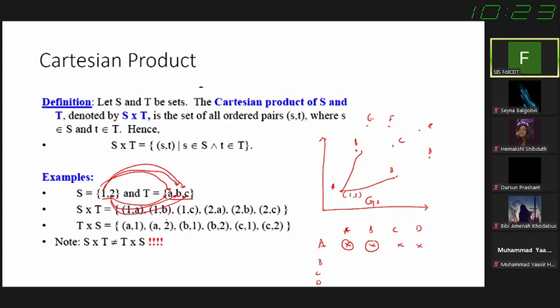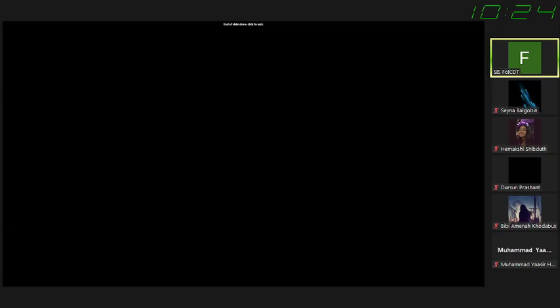The Cartesian product for T and S, right? T times S will be different. So you will start with T now. The arrows will be different: A1, A2, then B1, B2, and then C1, C2, right? So the cardinality of S product T and T product S is not the same, okay? Very important to understand that.